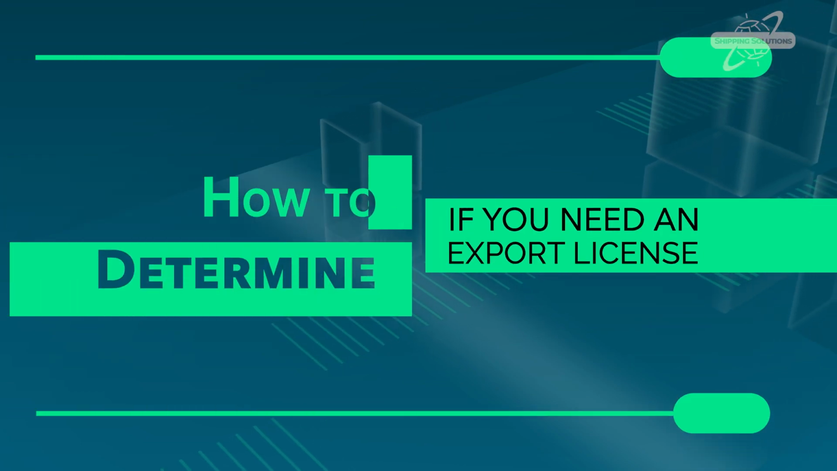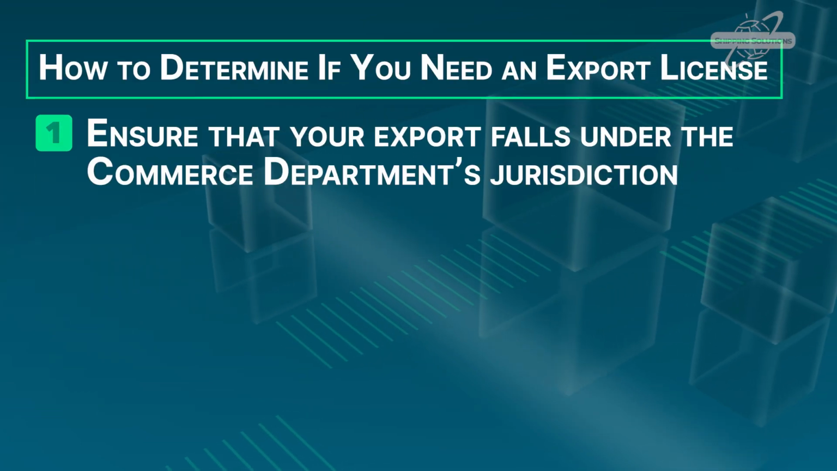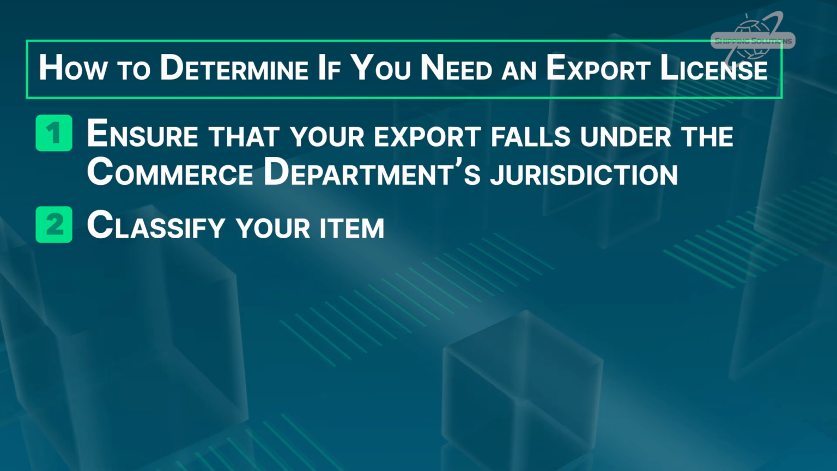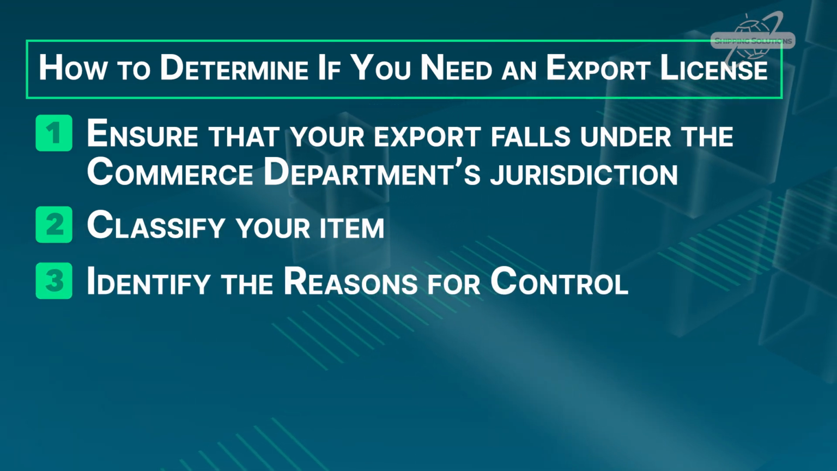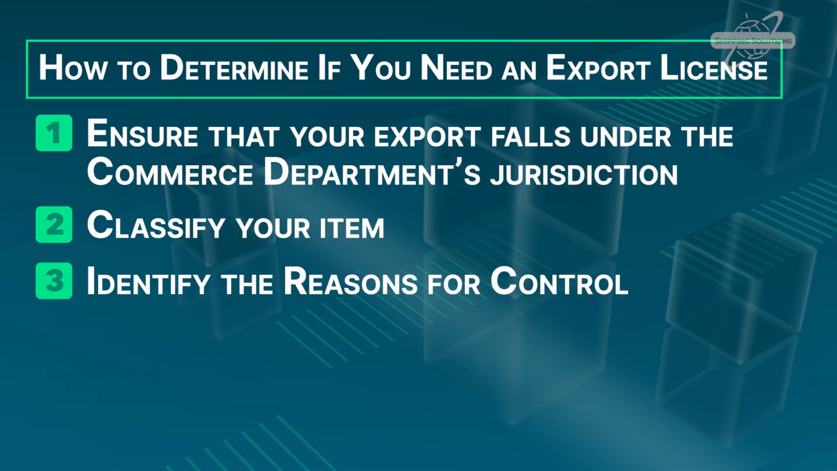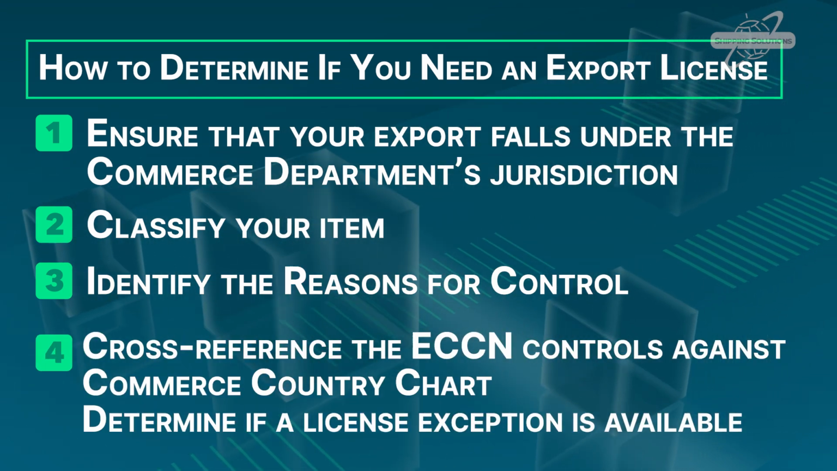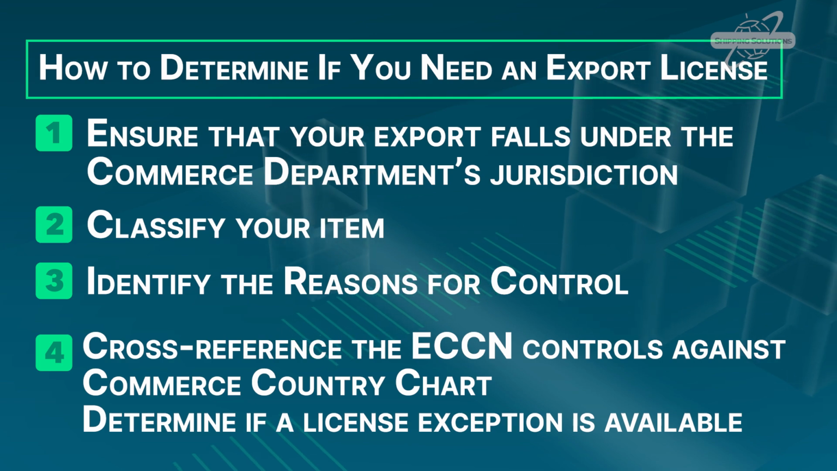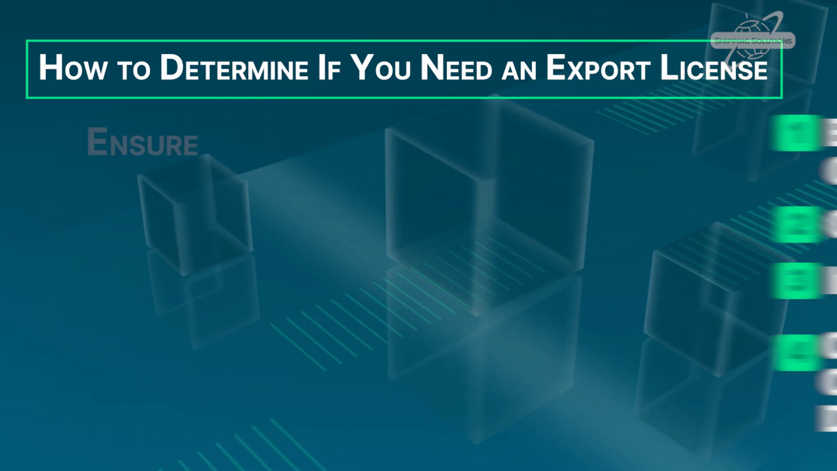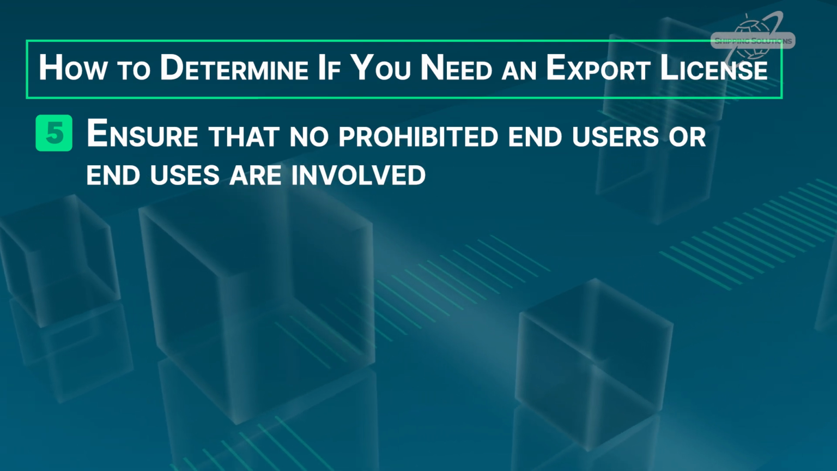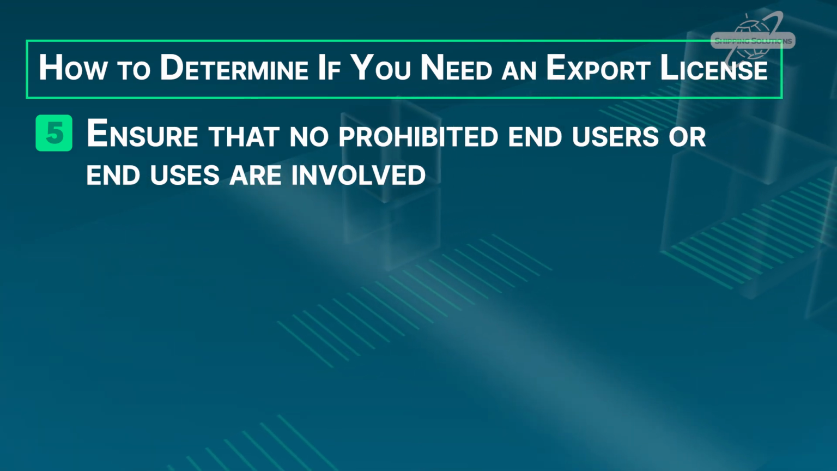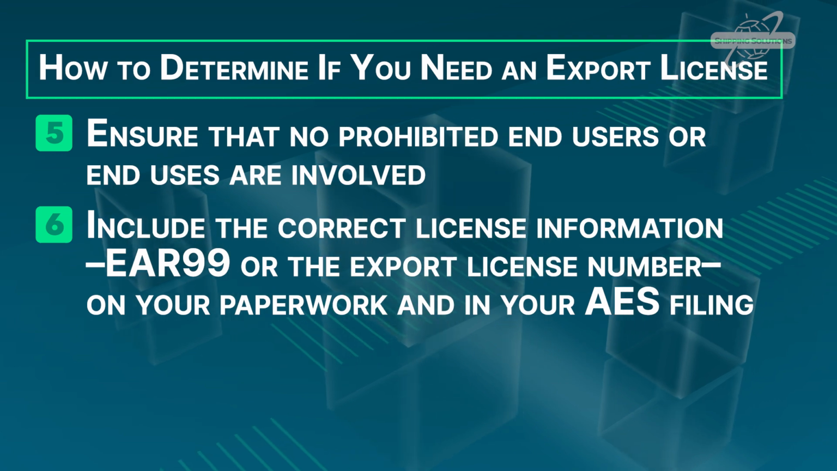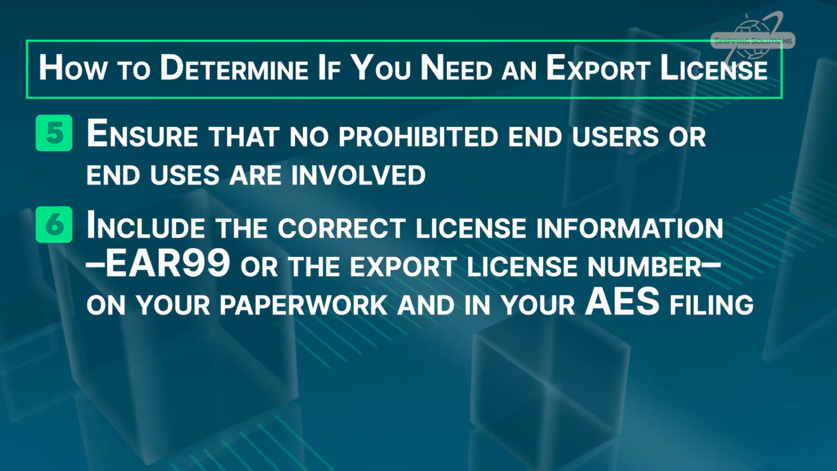In summary, here's what you need to do. 1. Ensure that your export falls under the Commerce Department's jurisdiction. 2. Classify your item by reviewing the Commerce Control List. 3. If your item has an ECCN, identify the reasons for control. 4. Cross-reference the ECCN controls against the Commerce Country Chart to see if a license is required. If yes, determine if a license exception is available. 5. Ensure that no prohibited end users or end uses are involved with your export transaction. 6. Include the correct license information, EAR 99 or the export license number, on your paperwork and in your AES filing.